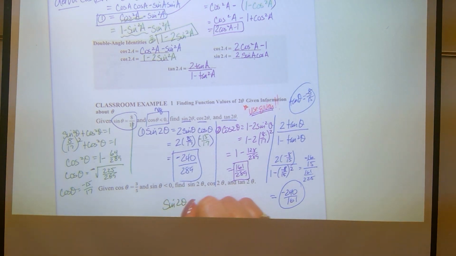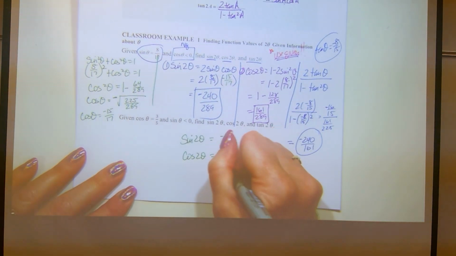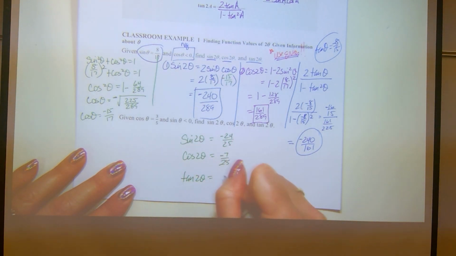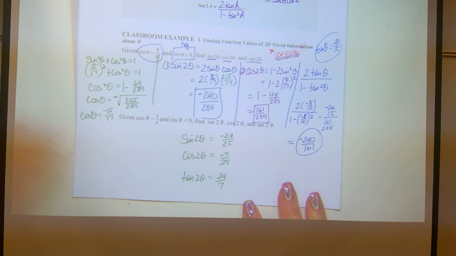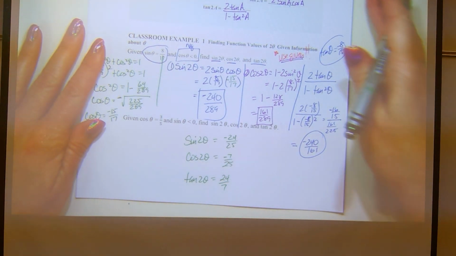Sine of the double angle is negative 24/25. Cosine of the double angle is negative 7/25. And tangent of the double angle is 24/7. Let's move to the next example.